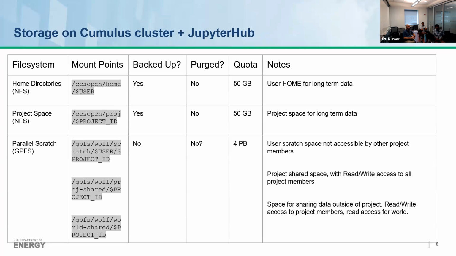Our GPFS storage on the Cumulus cluster has a capacity of about 4 petabytes. So at a project level, across all ARM infrastructure, we have a large amount of data storage space available to us. One thing to note is that this file system has to be considered a scratch working file system only. These are not backed up.